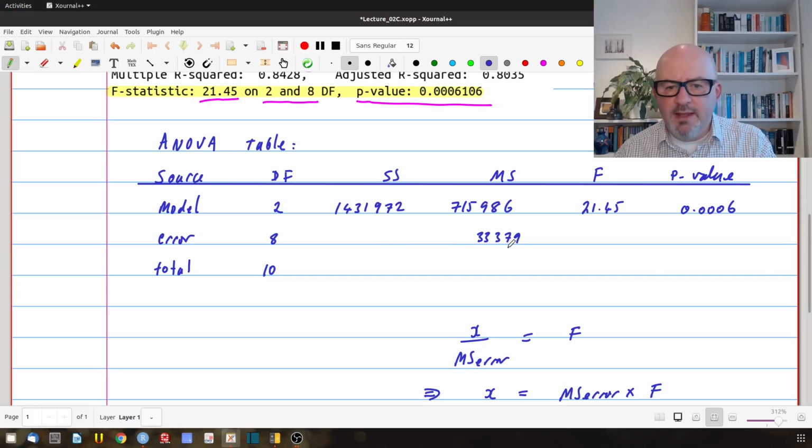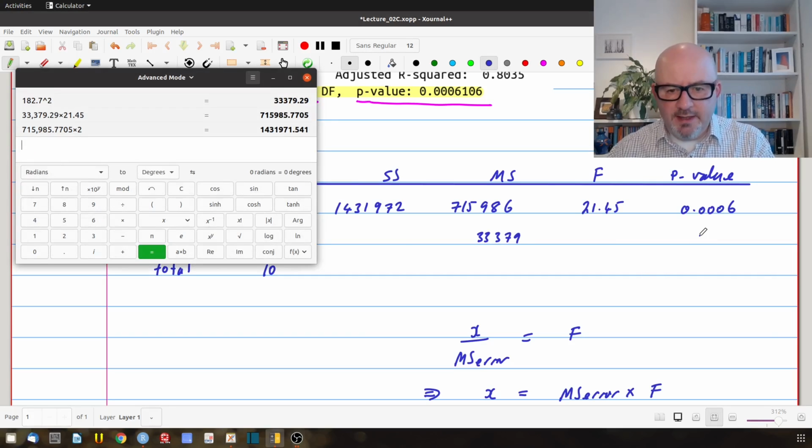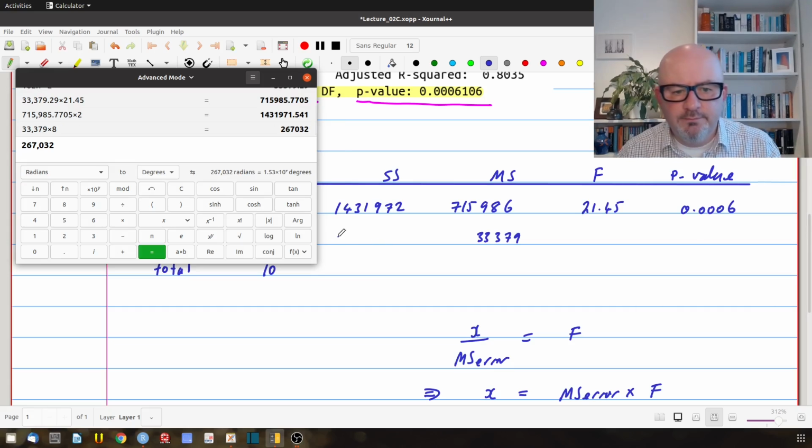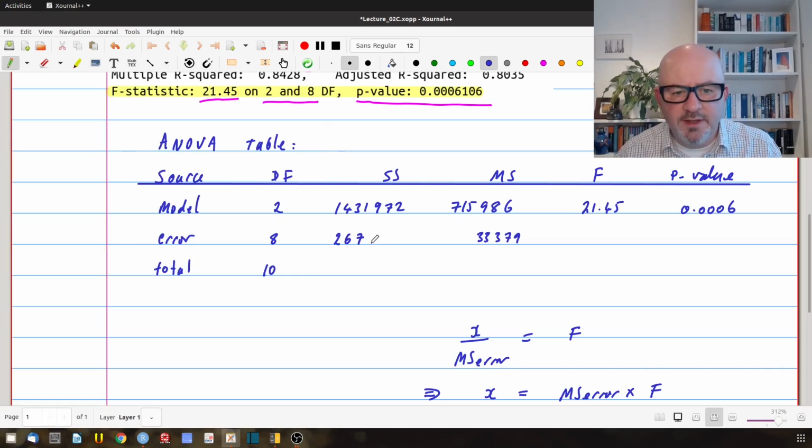And in the same way, the sums of squares for error divided by 8 give me the mean square for error. So I can recover the sums of squares by multiplying the mean squares by the degrees of freedom. So in that case, it's 33,379 times 8, 267,032. So this is the entire ANOVA table, if we've got that right.